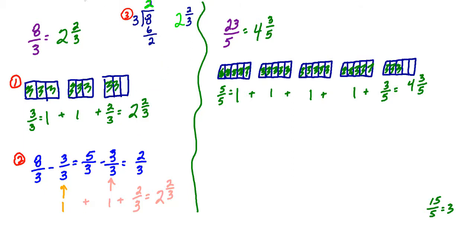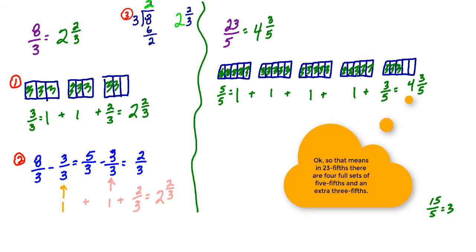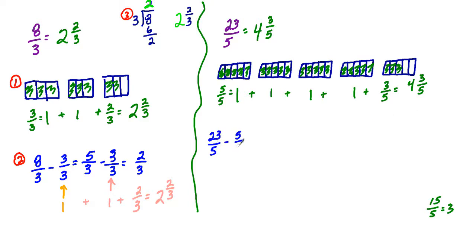I'm going to use my subtraction method to confirm that. So here we go. Using the subtraction method, I've got 23 fifths, and I'm going to take away 5 fifths. 23 take away 5 is 18 fifths, and so far I have one whole. I can take away another. I got plenty of fifths left to take away. 18 take away 5 is 13 fifths and another one whole.